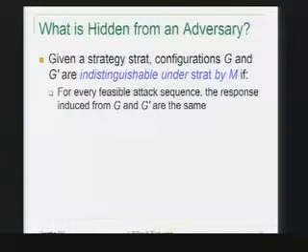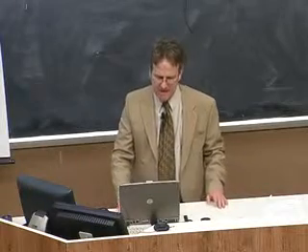We assume that all he can see is the negotiation. So for a given strategy, two configurations, G and G prime, are indistinguishable using that strategy with M if for every feasible attack sequence, the responses induced from G and G prime are the same. Okay, so that's how we formalize the idea that all the attacker can see is your negotiation interaction.